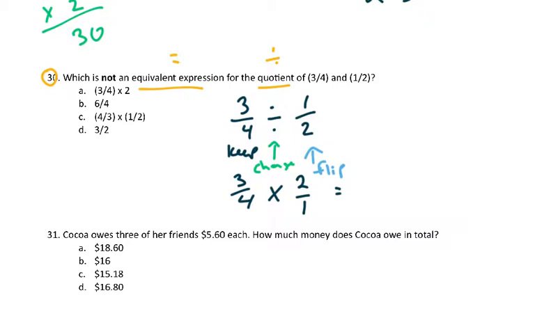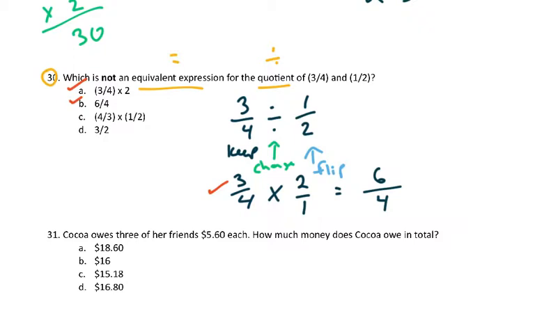Before we do that, we'll just check the multiple choice answers. We see that 3/4 times 2 is what we have right now. This and this match, so it cannot be A. And let's go ahead and multiply. 3 times 2 is 6. 4 times 1 is 4. So 6/4, that also matches B. So that is another equivalent expression.